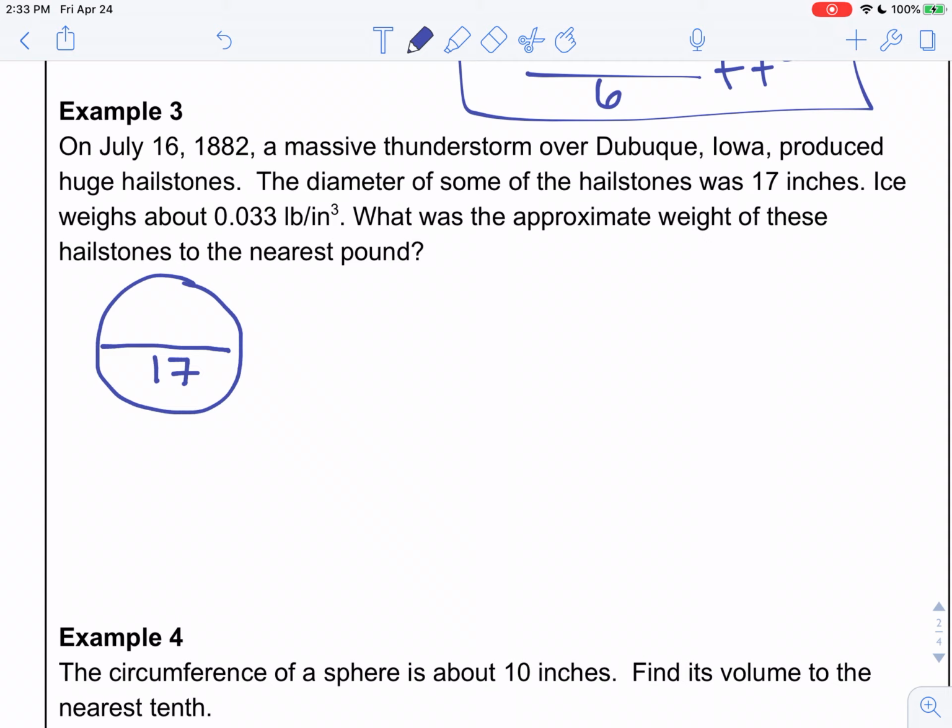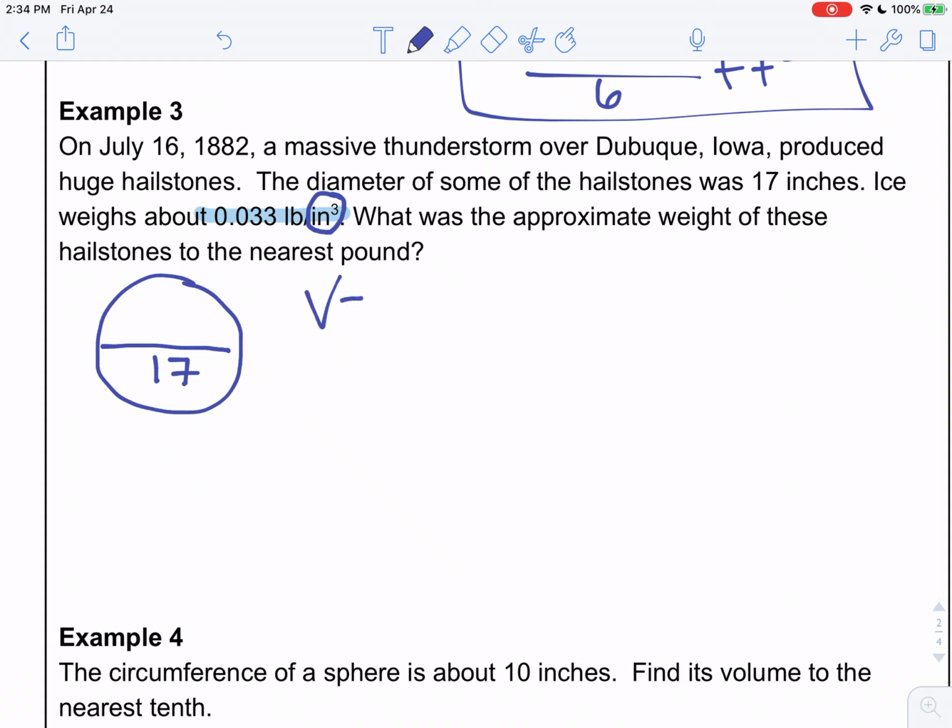We are told that ice weighs approximately 0.033 pounds per cubic inch. What's the approximate weight of these hailstones to the nearest pound? All right, so in order to figure out how heavy this is, notice there's a clue here. We're given per cubic inch. Cubic units, we're thinking volume. So we want to figure out how much volume is hanging out inside this giant ice chunk.